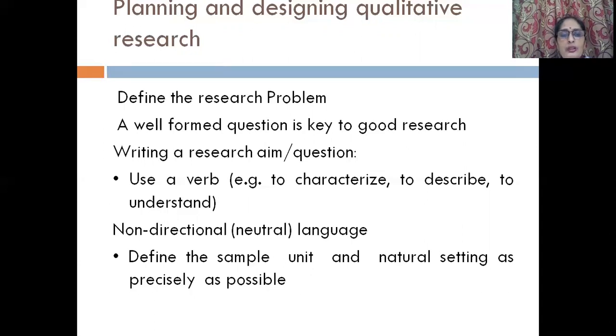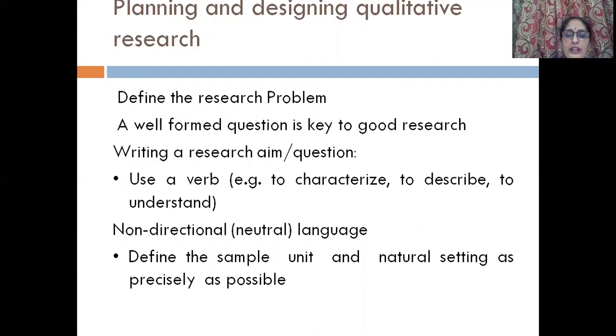Use active verbs. Bloom's taxonomy should come to your help here. Verbs like to characterize, to explore, to define, to explain, to understand, to evaluate must be used. The questions must be framed in non-directional language. No affirmative, no negative words to be used, because you never know what information, what insights you're going to gain from the information rich cases which you are going to investigate.